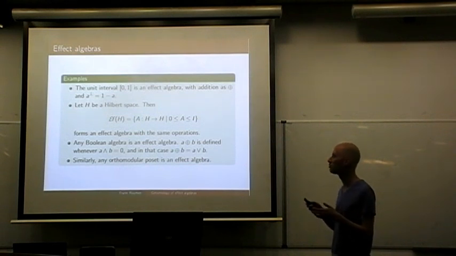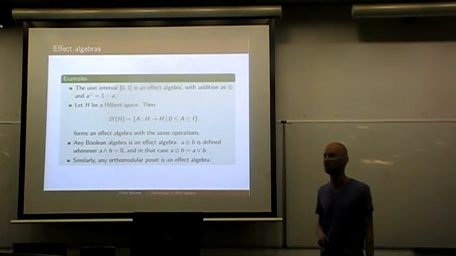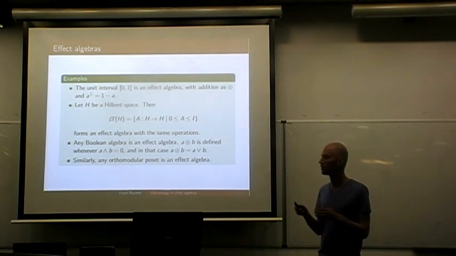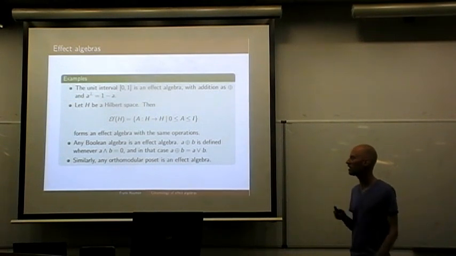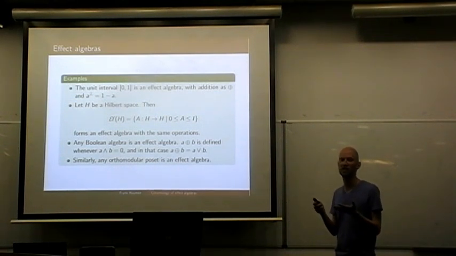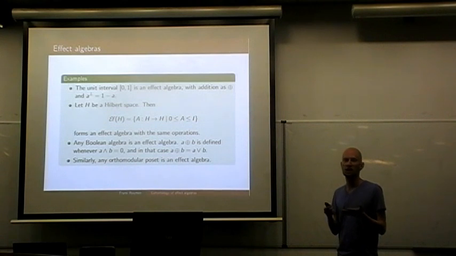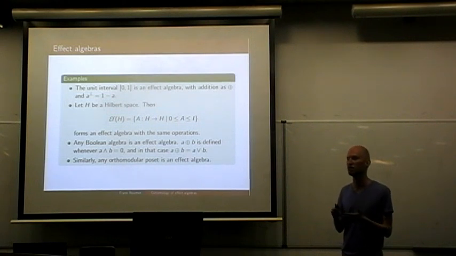And this is one of the motivating examples. It represents probabilities, because the unit interval is in fact a set of probabilities. Then the second example: if we have a Hilbert space, then we can look at all operators lying between 0 and 1 in the standard ordering of operators on a Hilbert space. And this forms an effect algebra in very much the same way, using the same kind of operations. And this is also one of the basic examples, because this one represents unsharp quantum measurements. So it's a generalization of the projections on a Hilbert space.